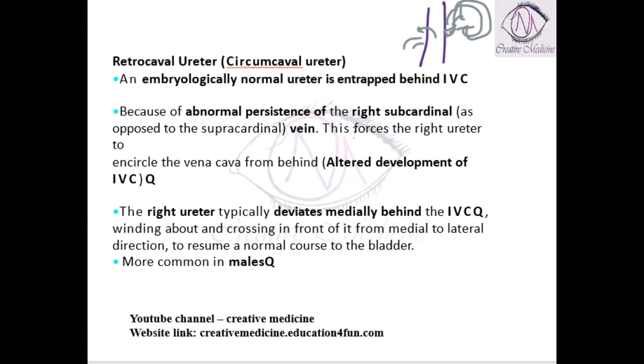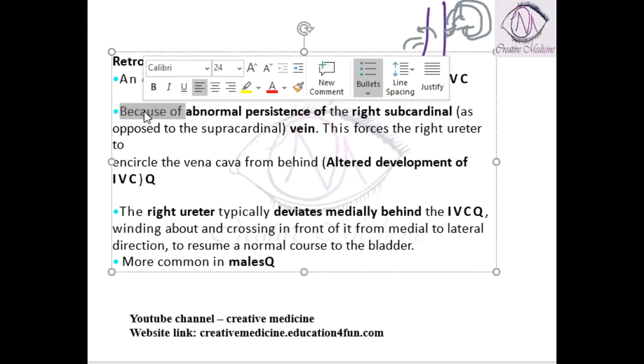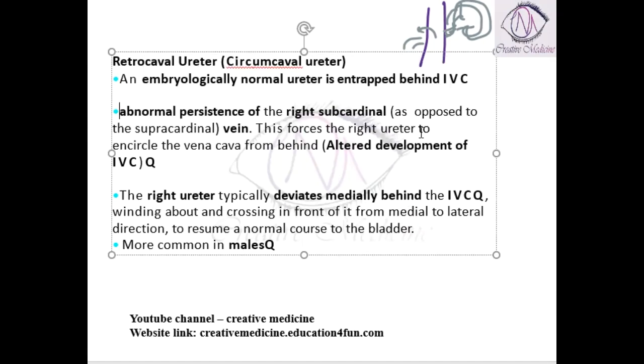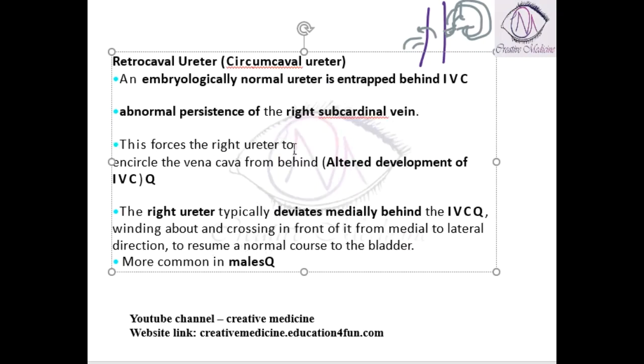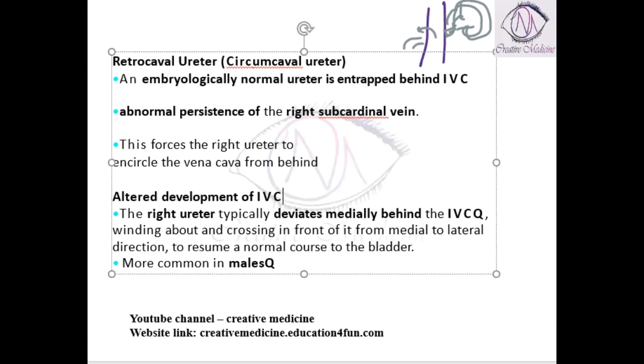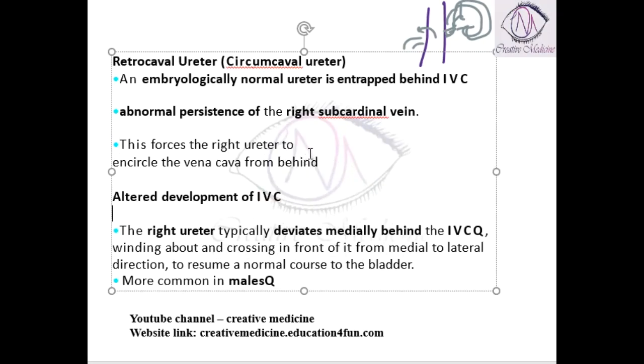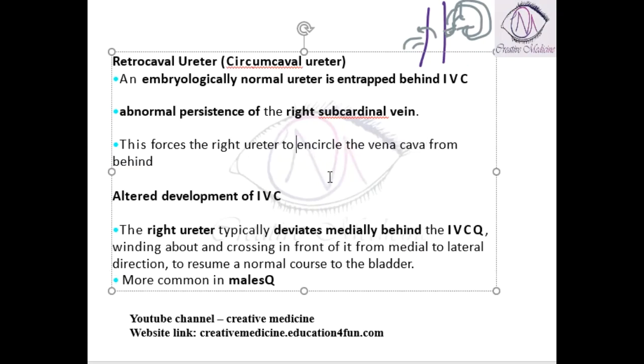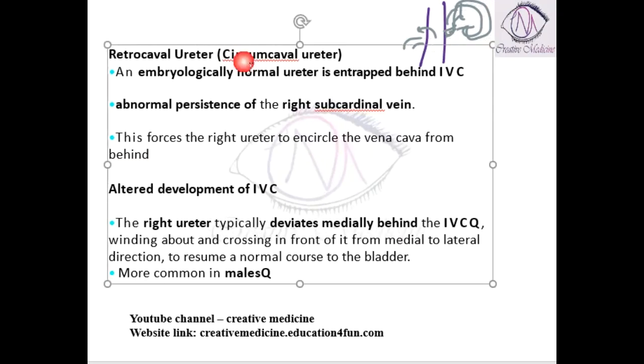So why is this happening? This is because there is abnormal persistence of the right cardinal vein. When there is abnormal persistence of the right cardinal vein, this will force the right ureter to encircle the vena cava from behind, or we can say that it is mainly because of altered development of the inferior vena cava. So because of the altered development of the inferior vena cava, retrocaval ureter is seen.